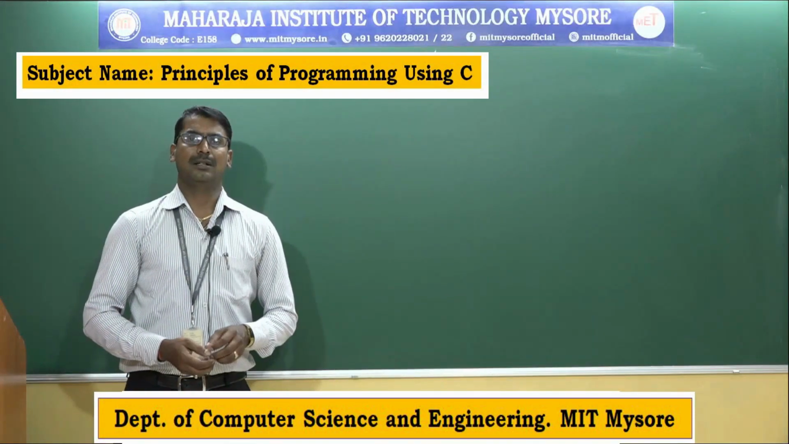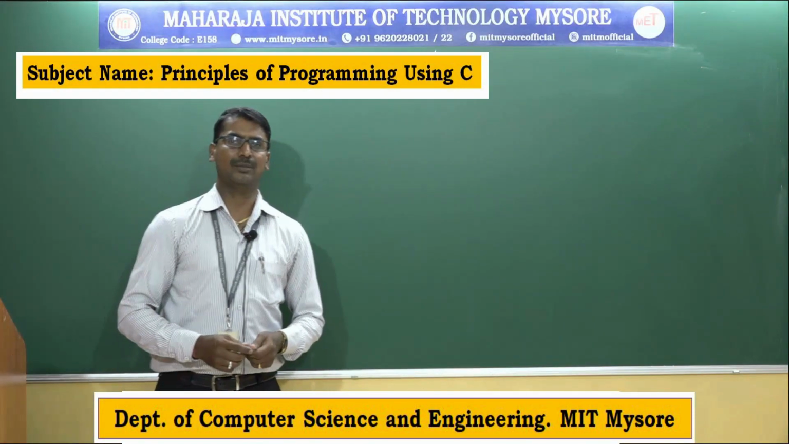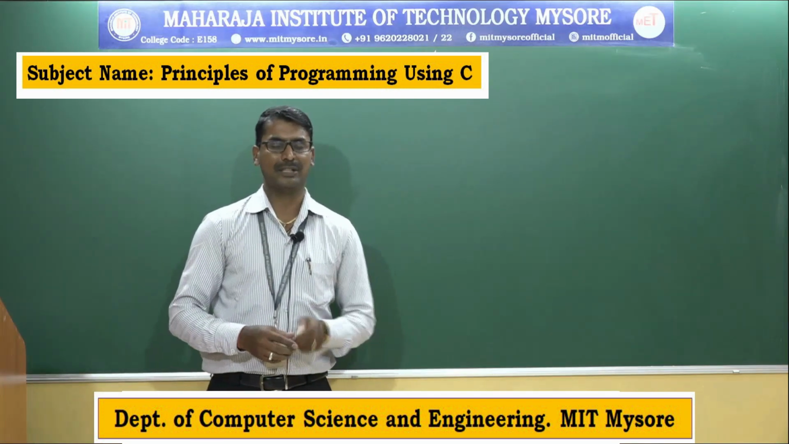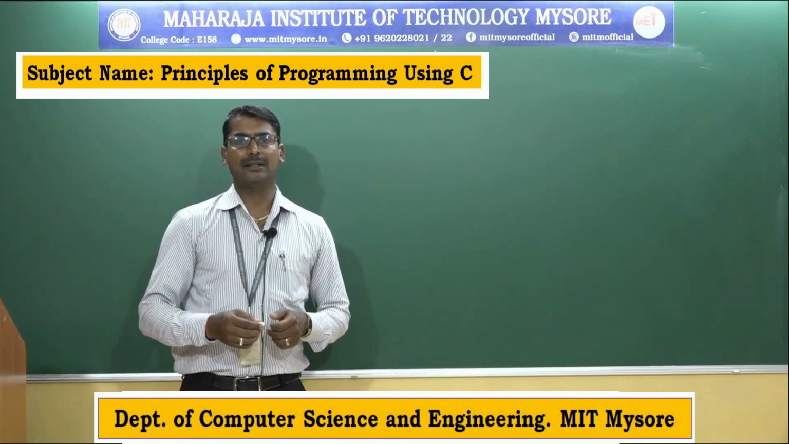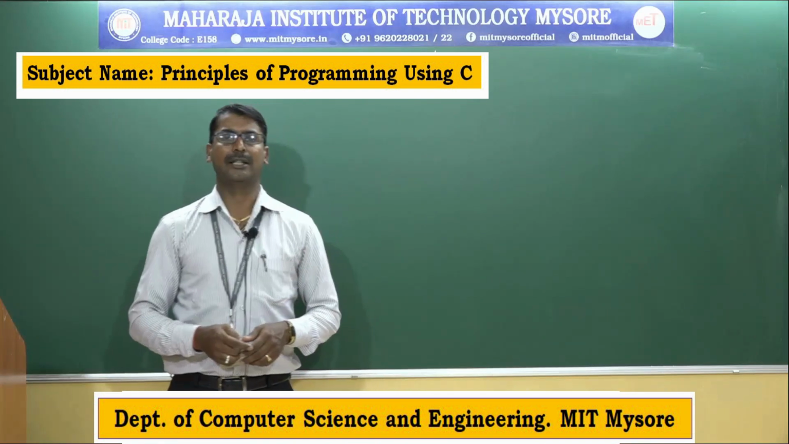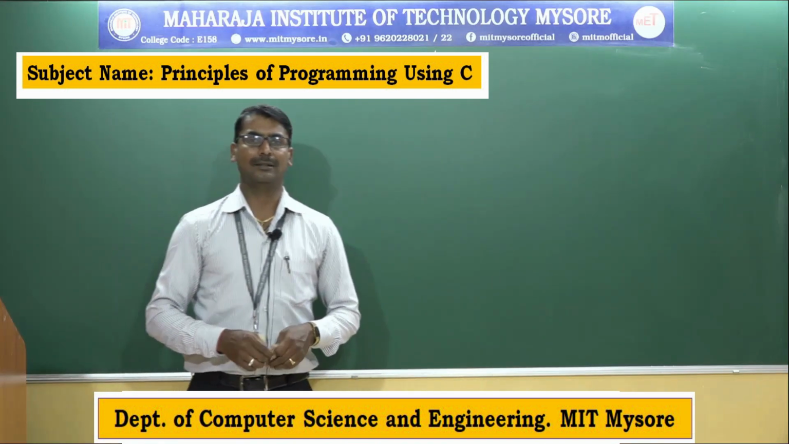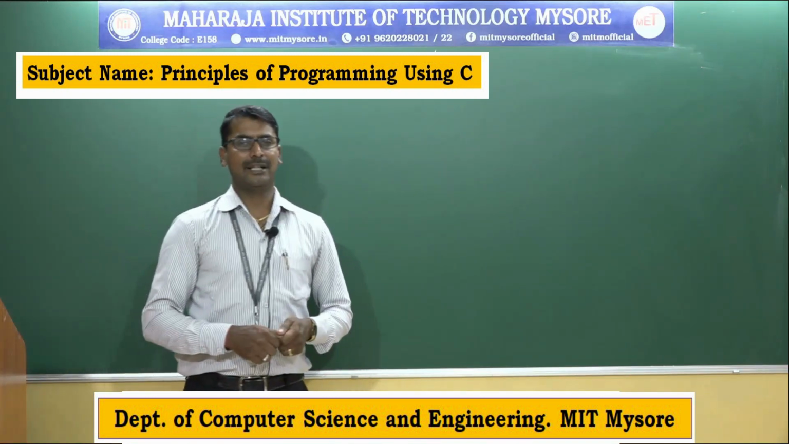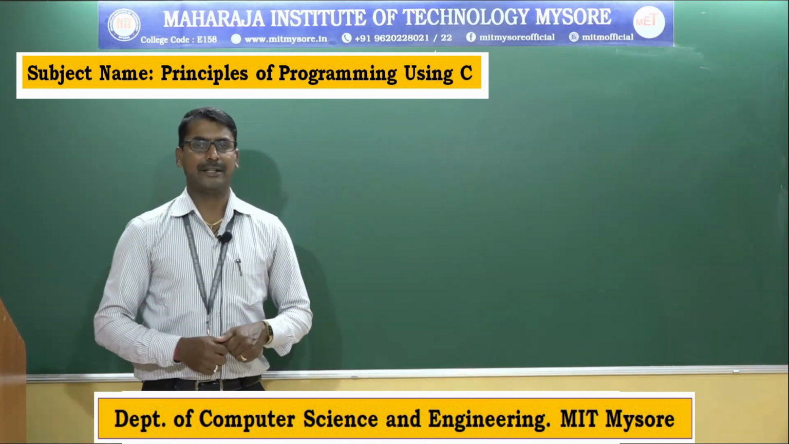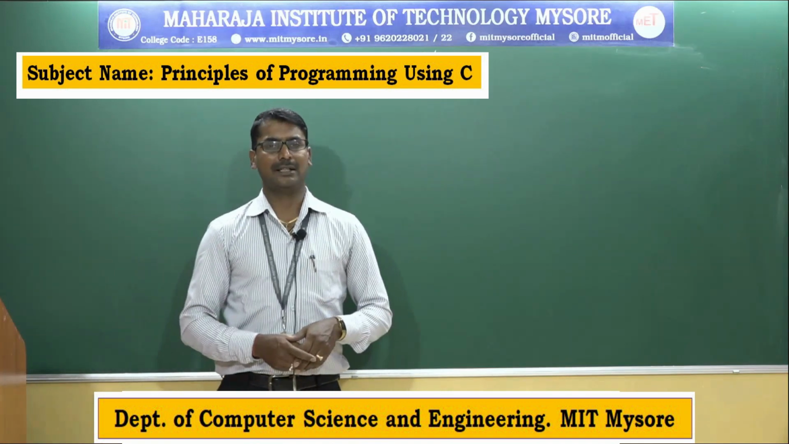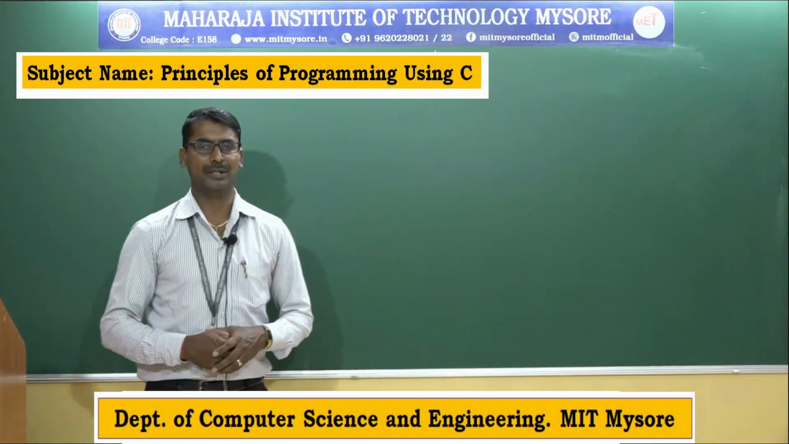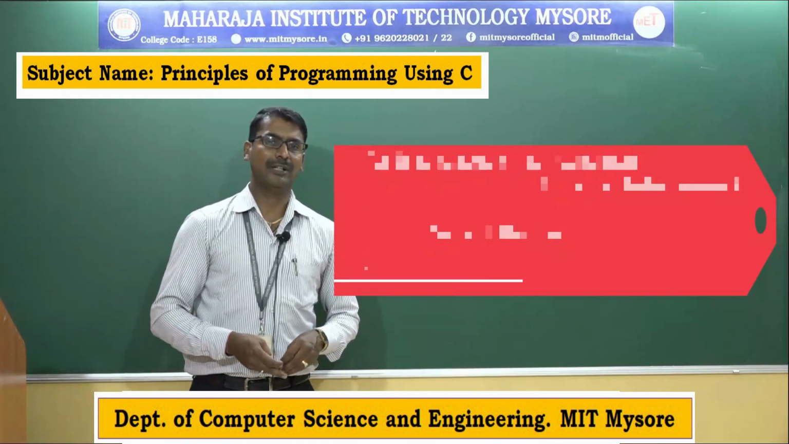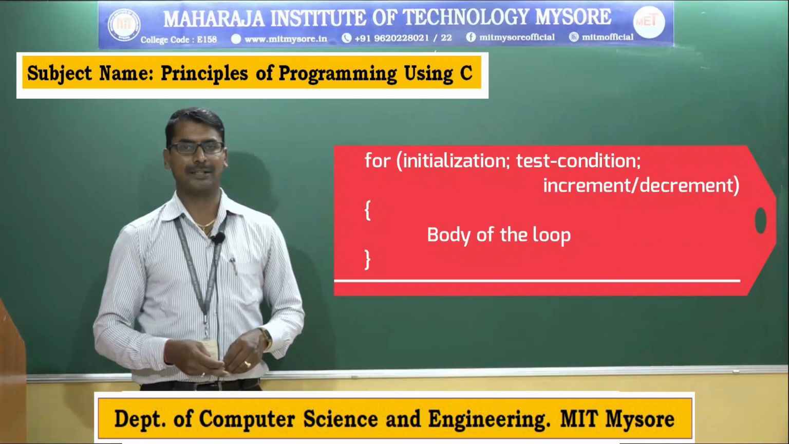Welcome, you all. In the last session, I explained the concept of the for loop with an example. The for loop is mainly used for executing a statement repeatedly until the condition is satisfied. The general form of the for loop is: for, initialization semicolon, condition checking semicolon, increment or decrement, and then the for loop body. First initialization will be performed, later the condition will be verified.